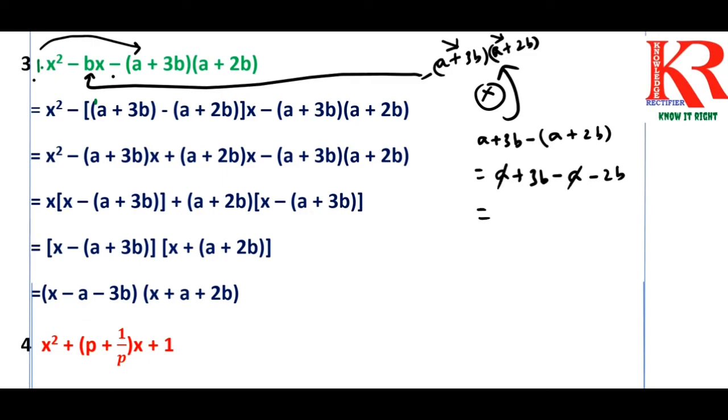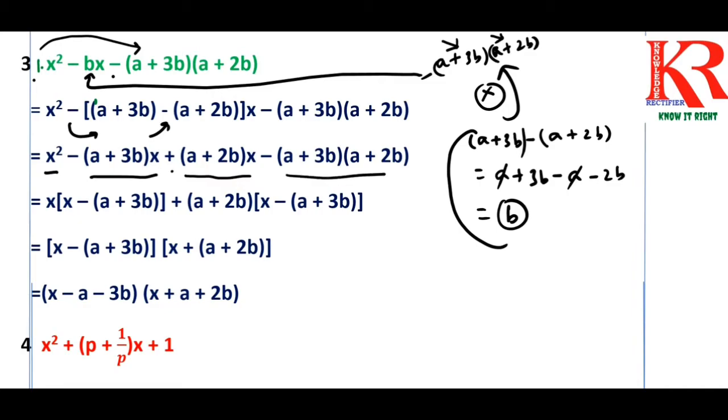These two will get cancelled. 3b minus 2b gives you b, sign of the bigger number b. So for b, what we will write? A plus 3b minus a plus 2b. Okay, this is how we break it. Then you multiply with minus both, and then you get this. Okay, ax square minus this, minus minus plus, then a plus 2bx, a plus 2bx minus this.